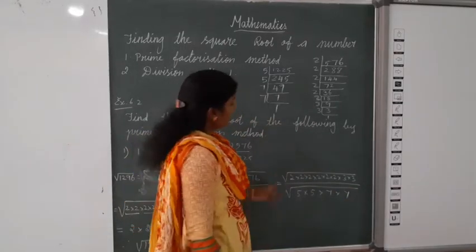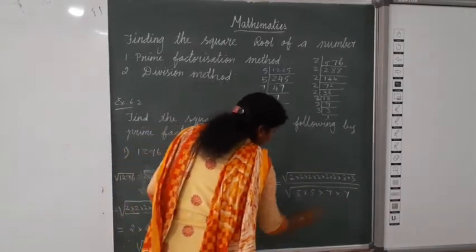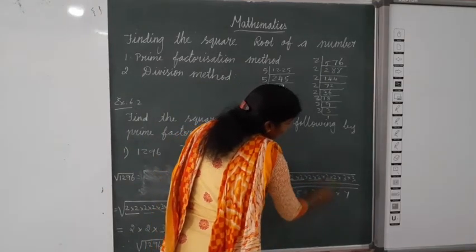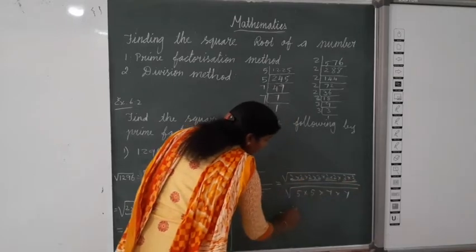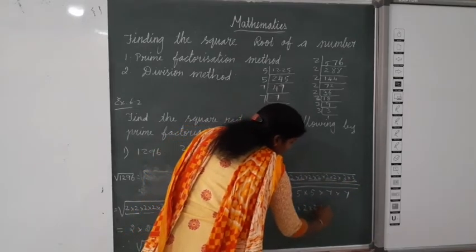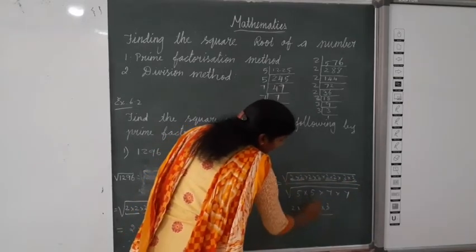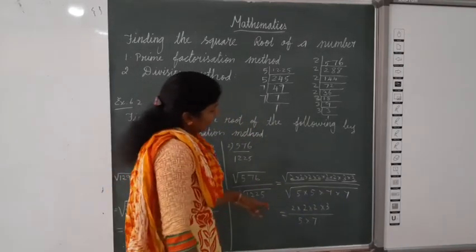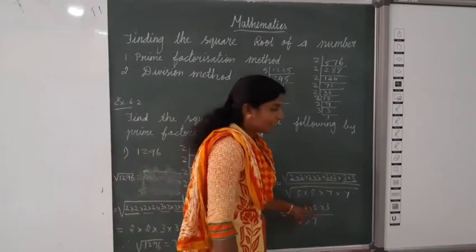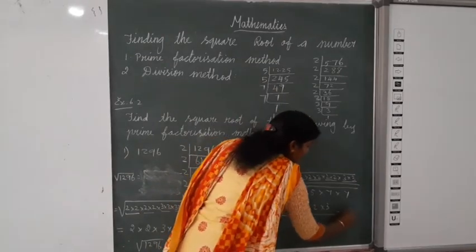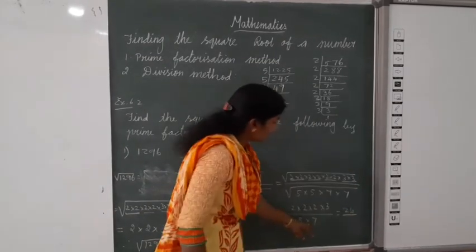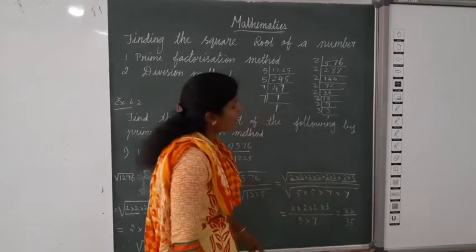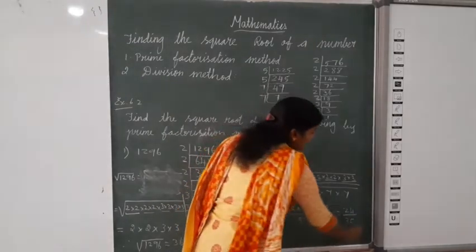Now we can take 2 in 1 outside. Okay, now we can remove the square root. Now here 2 in 1 means 1, 2, 3 times 2, 1 time 3. 2 into 2 into 2 into 3 divided by 5 into 7. Now here 3, 2 2s are 4, 4 2s are 8. 8 3s are 24. Divided by 7 5s are 35.